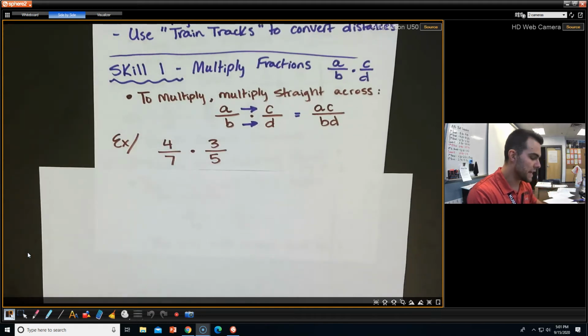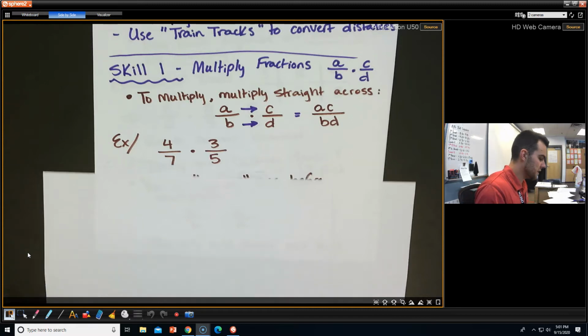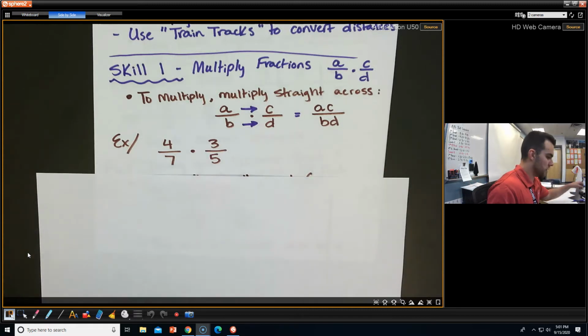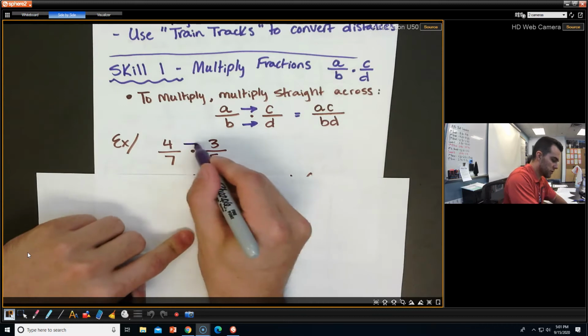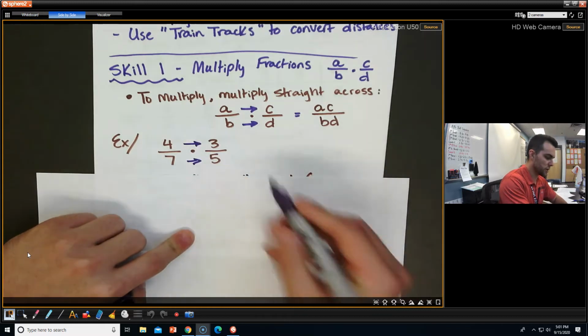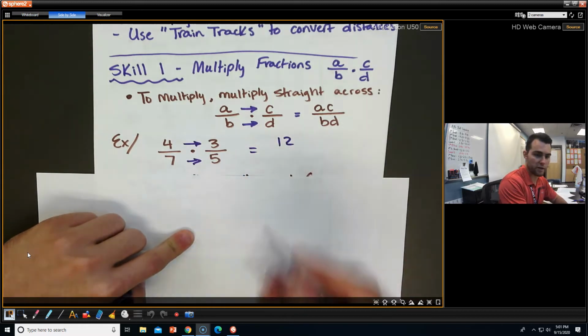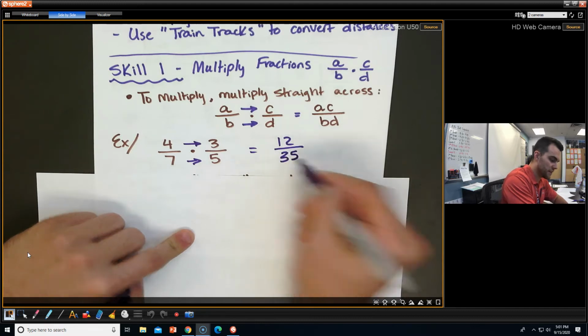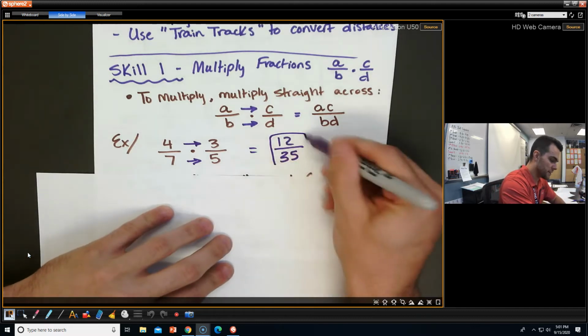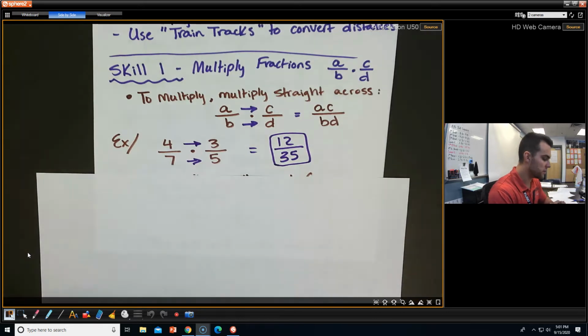Let's see an example of that. We're not going to work this one out yet, but you're just going to see the idea. Right now, all we got to do, if we're multiplying fractions, is go straight across. So 4 times 3 is 12, and 7 times 5 is 35, and that's it. Okay, that is multiplying fractions. We should hopefully know how to do that, but again, I just want to make sure.